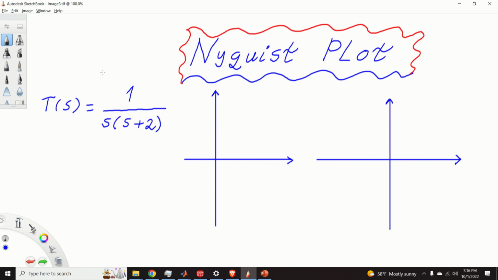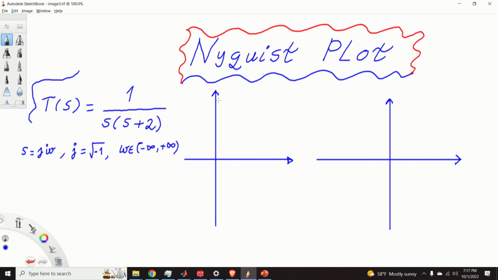Before I explain how to sketch a Nyquist plot of this transfer function, let us first try to understand the global picture. Let us try to understand what a Nyquist plot actually is. Okay, so let's start. Let us see what happens with this transfer function when we substitute s by j omega, where j is the imaginary unit, the square root of -1, and omega is a real parameter that varies from -infinity to +infinity.